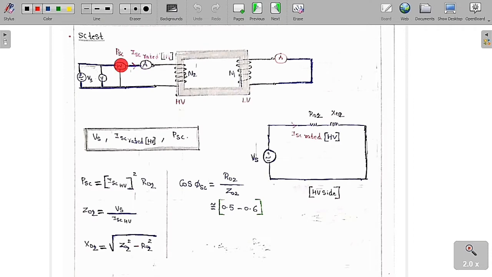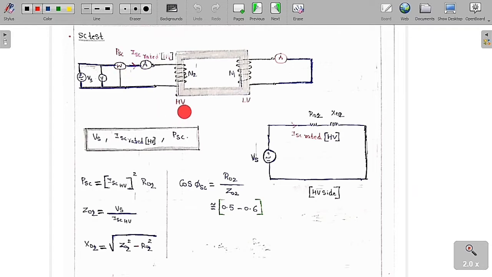So now we are going to do the short circuit test. Why are we going to do the short circuit test? To figure out the series branch parameters. Short circuit means we have to short circuit the loading side. See, in a short circuit test, we try to send the rated current.